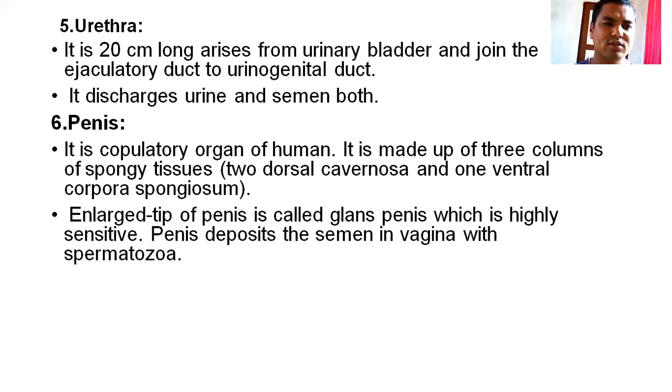Now, the penis. The penis is the copulatory organ of the human. It is made of 3 spongy tissues: 2 dorsal corpora cavernosa and one ventral corpus spongiosum. The enlarged tip of the penis is called the glans. The penis is highly sensitive and deposits the semen with spermatozoa in the vagina during copulation.